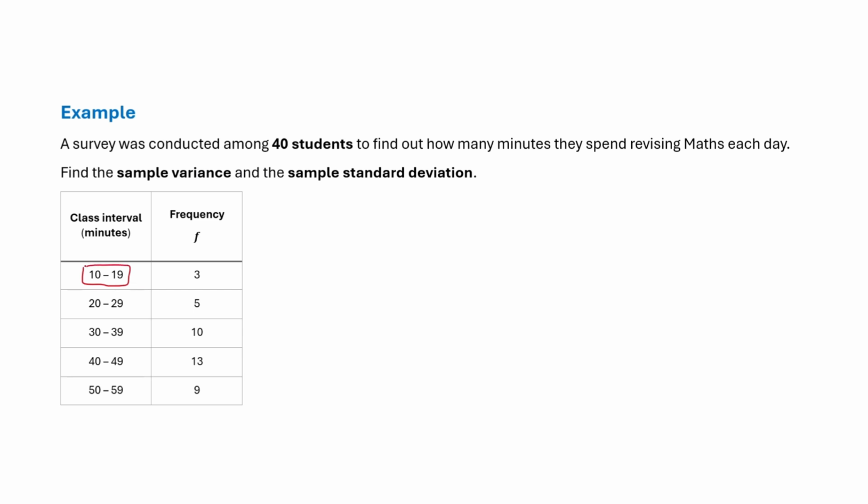The first class interval is from 10 to 19 minutes. This means we are looking at students who spent between 10 and 19 minutes revising maths each day. In that same row, the frequency is 3. So this means that 3 students spent between 10 and 19 minutes revising maths each day. In the next row, the class interval is from 20 to 29 minutes, and the frequency is 5. So 5 students spent between 20 and 29 minutes revising maths each day. This is how we read the table.